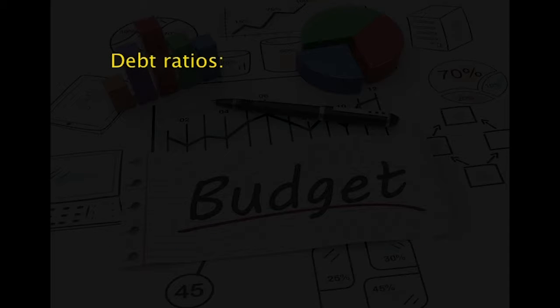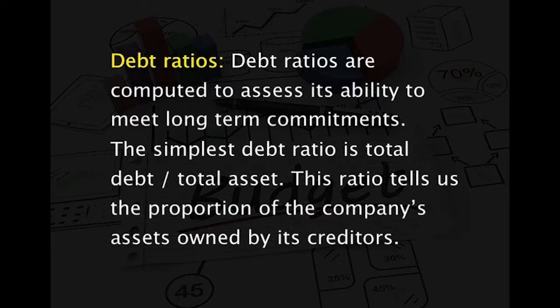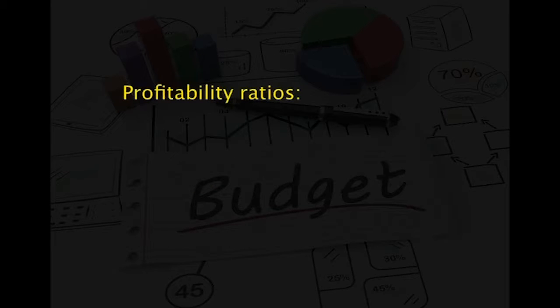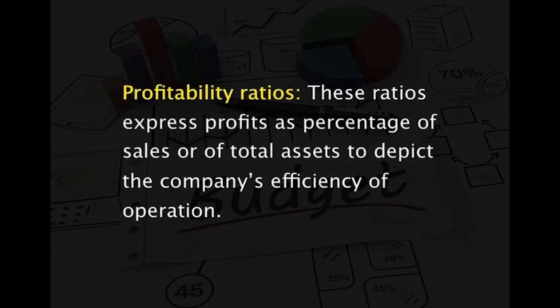Another ratio is debt ratios. Debt ratios are computed to assess its ability to meet long-term commitments. The simplest debt ratio is total debt divided by total asset. This ratio tells us the proportion of the company's asset owned by its creditors. Another ratio is profitability ratios. These ratios express profits as a percentage of sales or of total assets to depict the company's efficiency of operation.